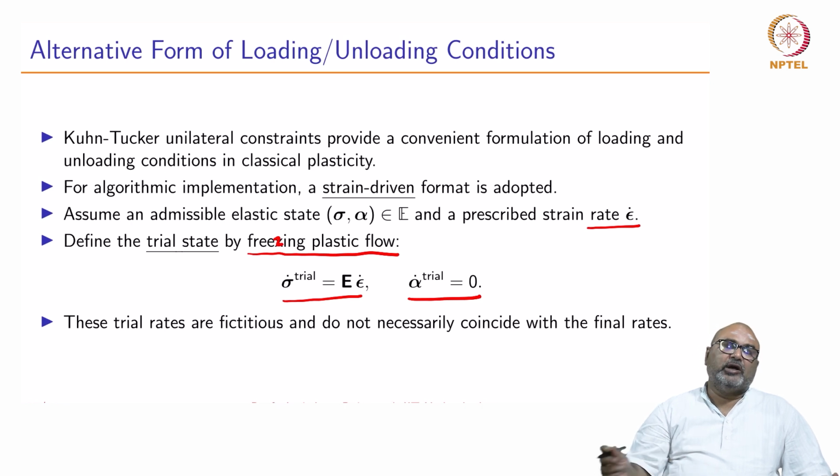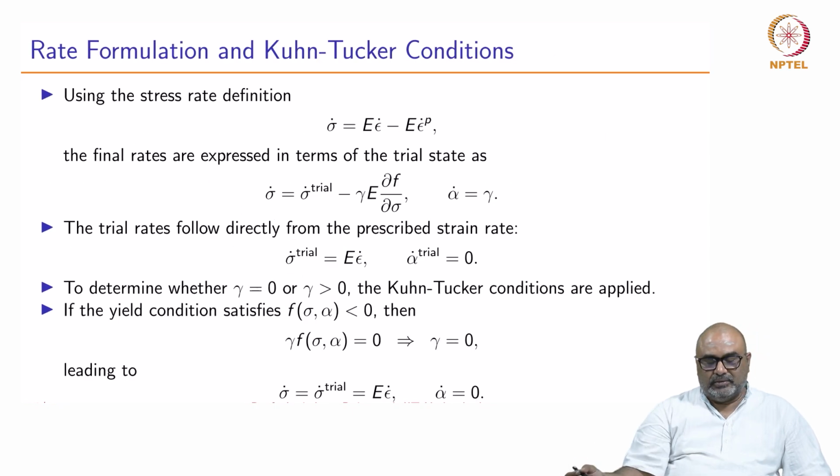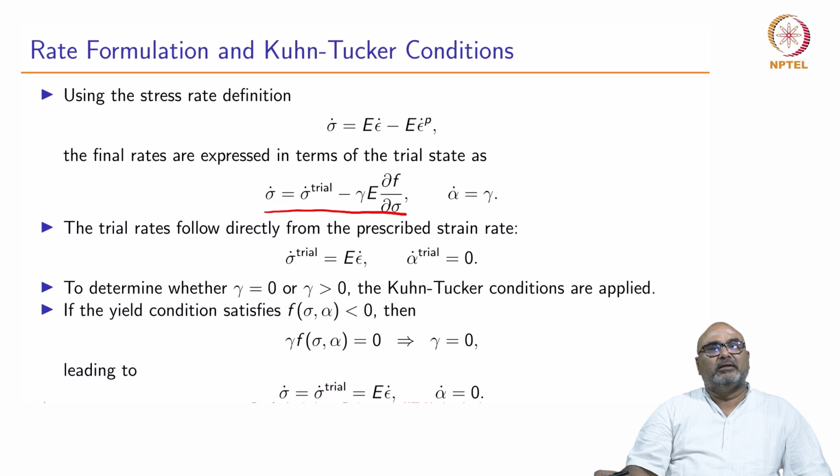So, we write sigma dot trial is equal to E times epsilon dot, alpha dot trial must be equal to 0. So, we freeze the plastic process and we define a trial elastic state, and then we use the definition that sigma dot is given by E times epsilon dot minus E times epsilon dot p. We can rewrite this as sigma dot is equal to sigma dot trial minus a correction that is coming from the plastic process, which is gamma E times dou f by dou sigma, and alpha dot is equal to gamma.